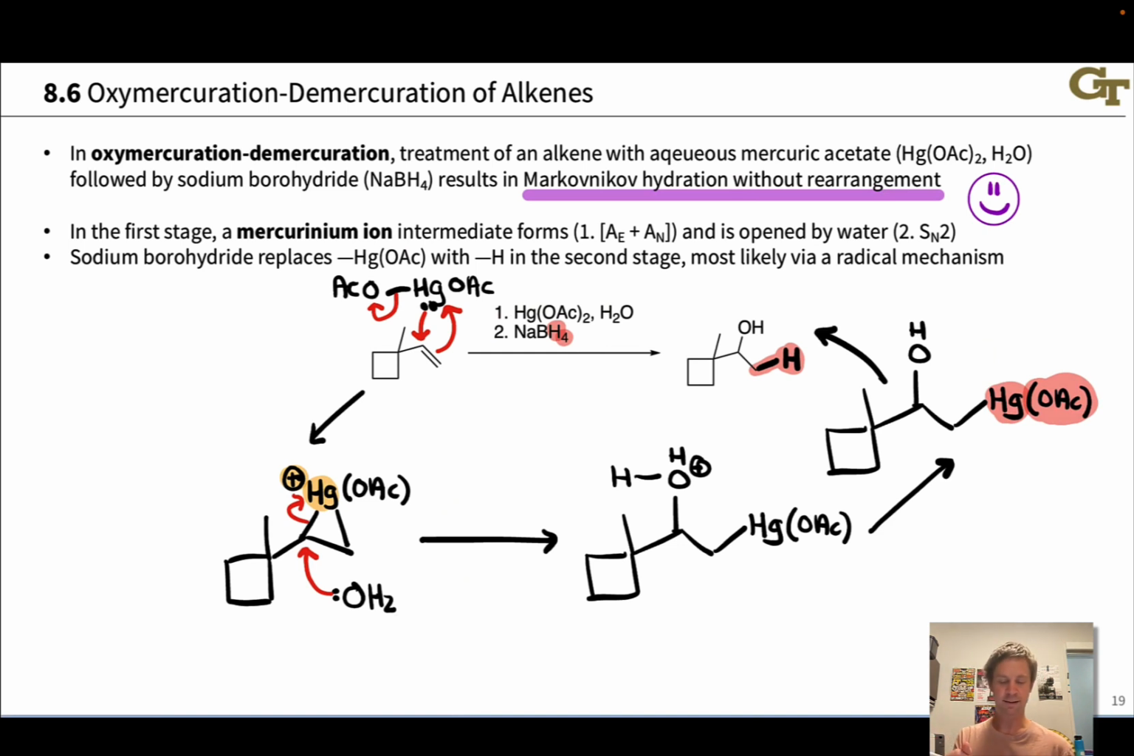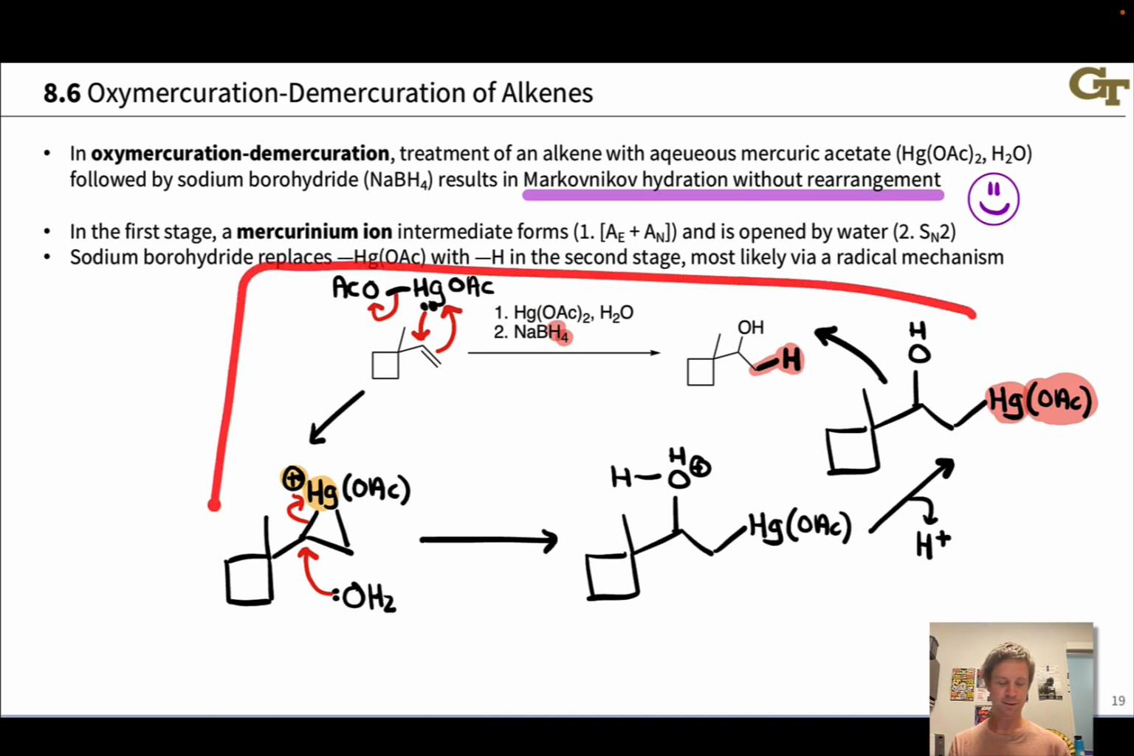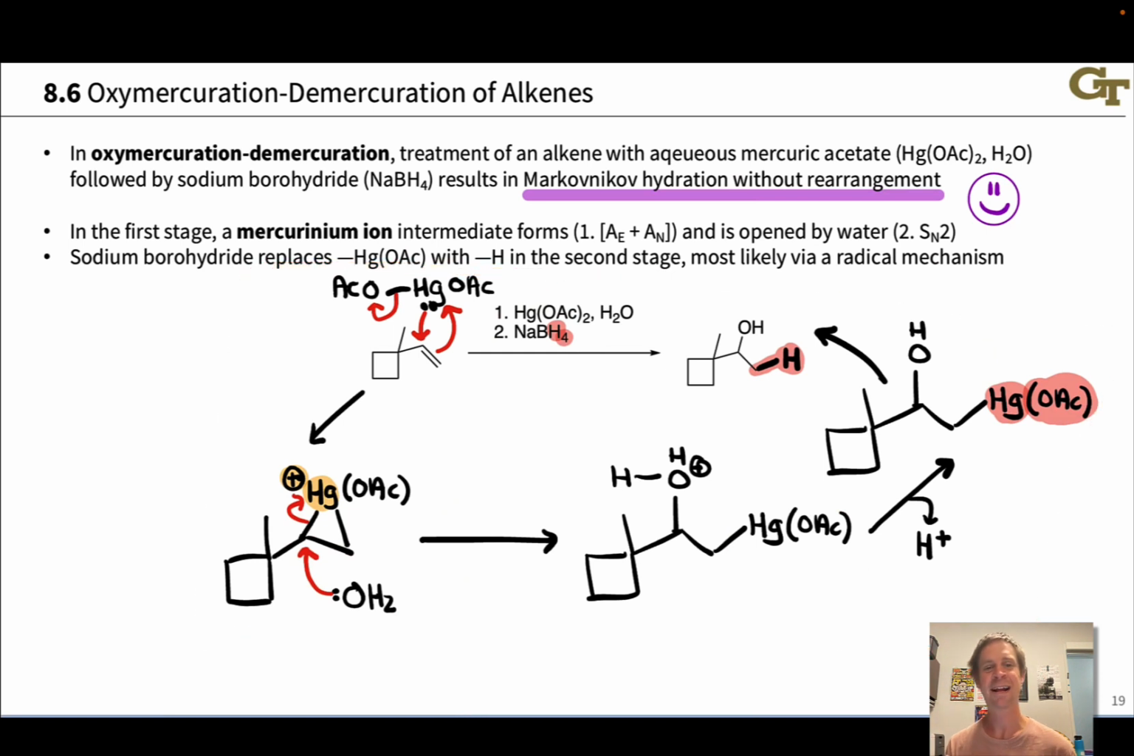So the overall process here is Markovnikov addition of water and mercury first, with the Lewis acid ending up linked to the less substituted position, and the nucleophile ending up linked to the more substituted position, followed by loss of a proton. Let's make that clear that a proton is lost here, and demercuration with sodium borohydride. This results in Markovnikov hydration with no rearrangement. I see no discrete carbocations in this entire mechanism. With a lack of carbocations, no rearrangements take place. So we can reliably add OH to the more substituted position without having to worry about rearrangements.